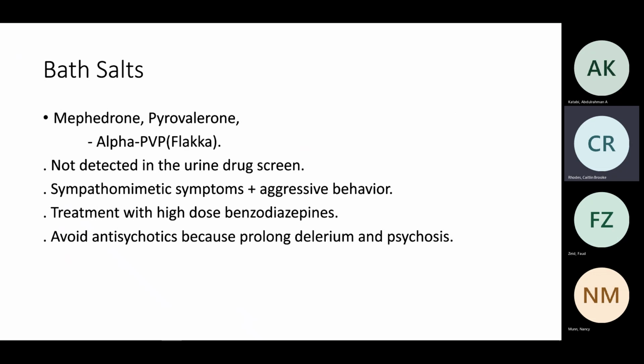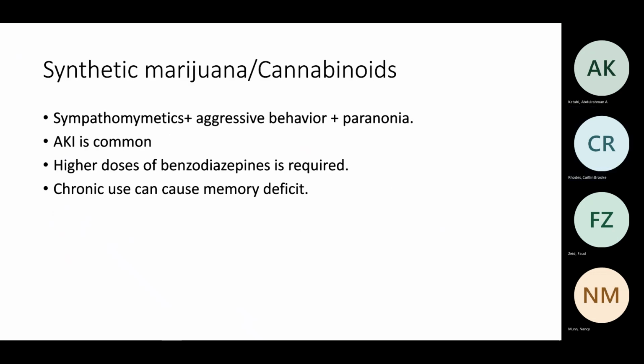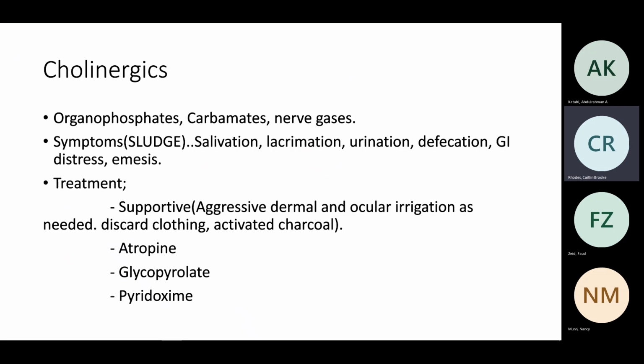Bath salts: we have mephedrone and pyrovalerone, also what we call flakka, alpha-PVP. Usually you cannot detect it in the regular urine drug screen. They come with sympathomimetic symptoms with very aggressive behavior, and usually they require a high dose of benzo. Avoid antipsychotics because they can prolong delirium and psychosis in those patients. Synthetic marijuana and cannabinoids are the same: they come with sympathomimetic symptoms, aggressive behavior plus paranoia. AKI is common, and they also require a high dose of benzo. Chronic use can cause memory deficit.